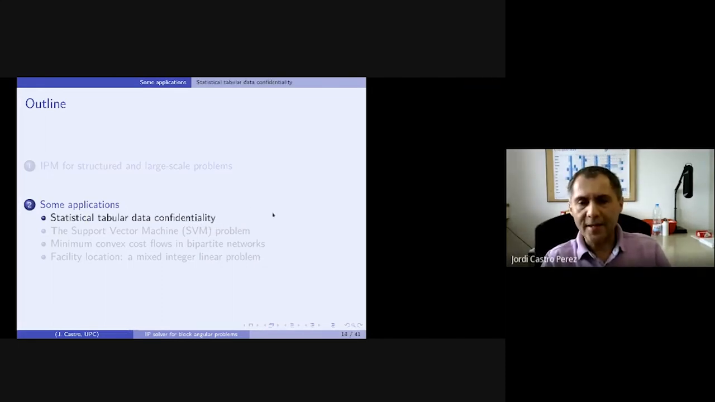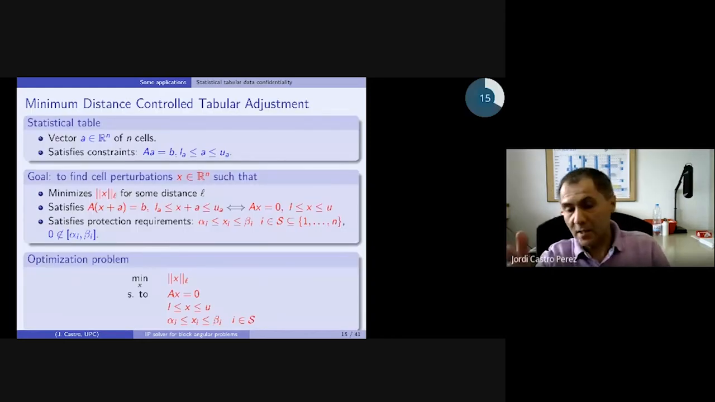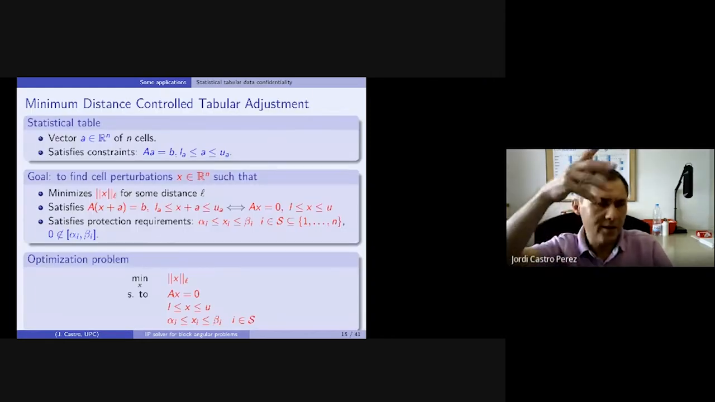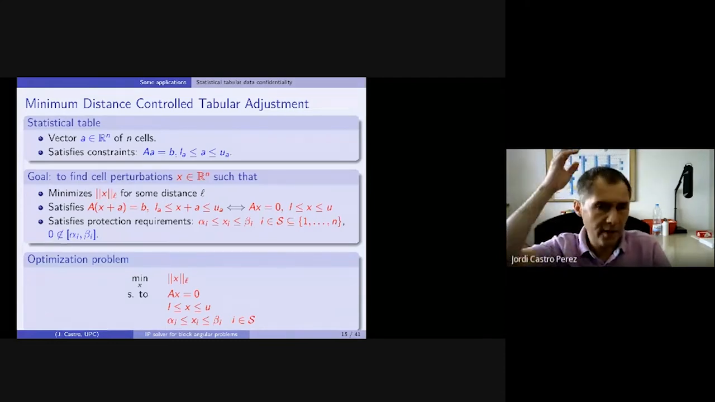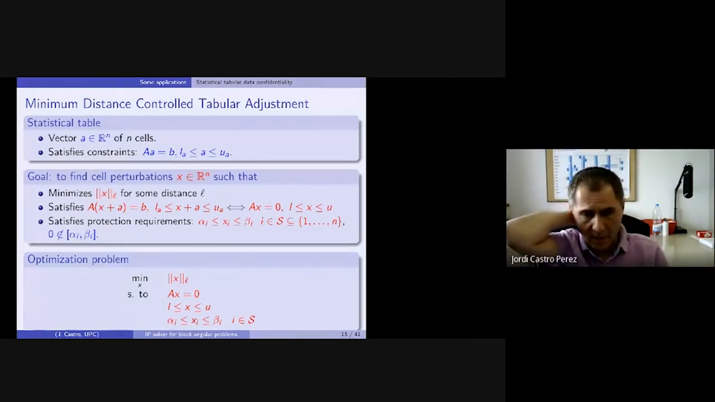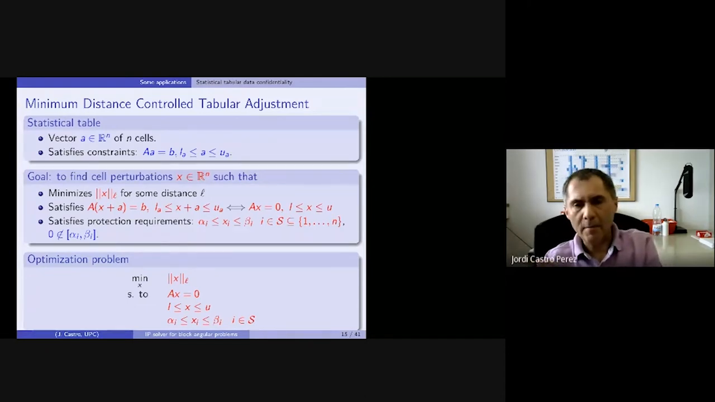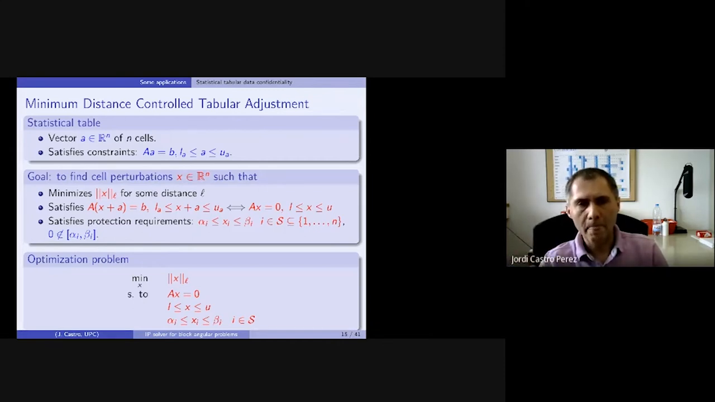Let me explain to you this data confidentiality problem. This is a real problem. I worked in the last years on this kind of data confidentiality problems for Eurostat and for other national statistical institutes of Europe. Okay, let me explain quickly the problem. The problem is the following. Let's consider a statistical table as the ones released by national statistical institutes or Eurostat, the statistical institute of the European Commission, okay?